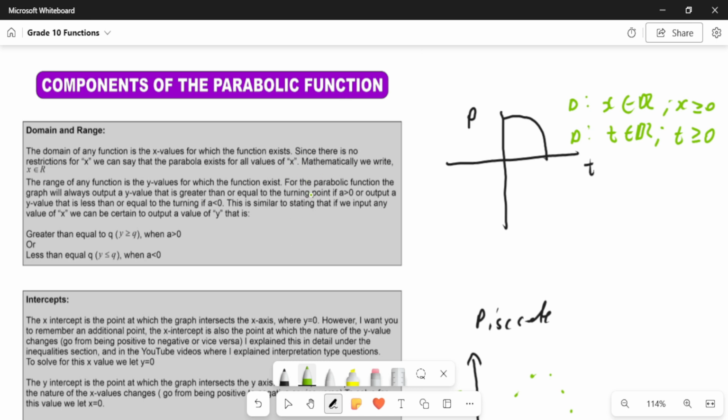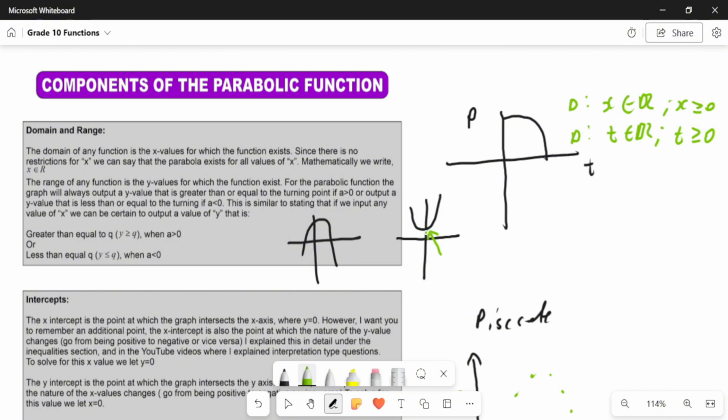Because remember, we just talked about parabolic functions having a turning point. And so that means that there'll be a maximum value that the function exists for, or a minimum value that the function exists for. And so if I just do the 2 illustrations here, see this? This here will be the minimum value the function exists for. And if I do this, this will be the maximum value the function exists for. And so the y values will start from here and go lower. Here the y values will start from here and go higher.